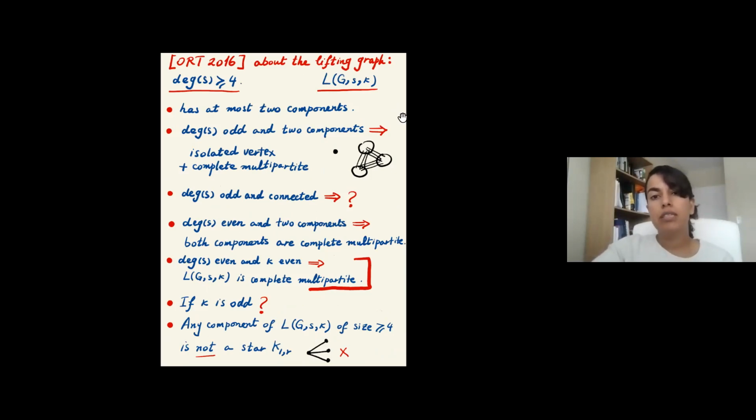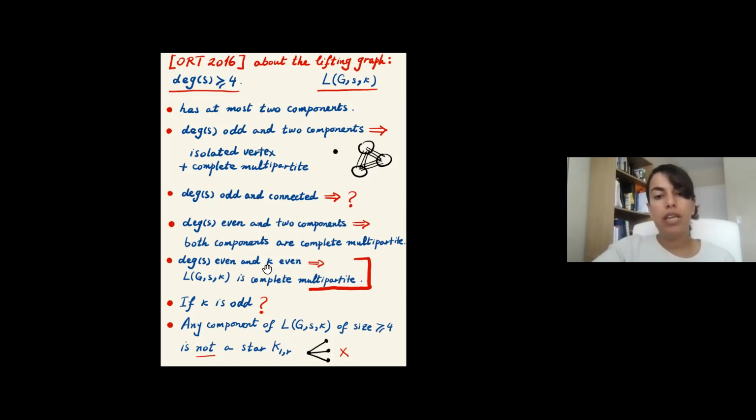They proved it has at most 2 components. They proved that when the degree is odd and the lifting graph consists of 2 components, then it's an isolated vertex plus complete multipartite. But they didn't know what happens when the degree is odd and the lifting graph is connected. And if the degree is even and it has 2 components, then they showed that both components are complete multipartite.